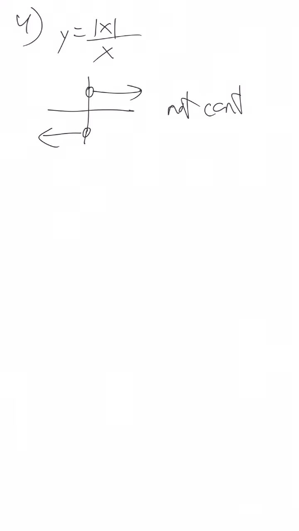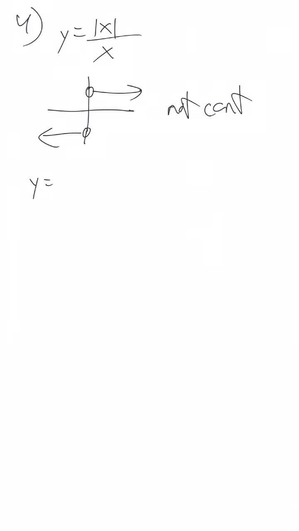All right, question number 4 says, which of the following functions is continuous but not differentiable? Okay, well, I would draw them. Y equals the absolute value of x over x. This one looks like this. Clearly that's not even continuous.